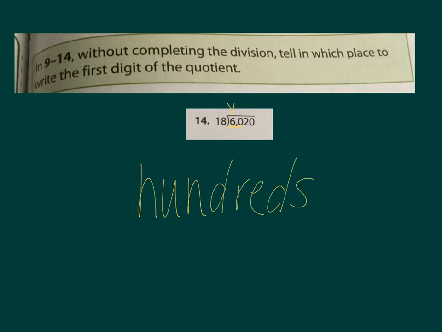Continuing on. Without completing the division, tell in which place to write the first digit of the quotient. Once again, pretty simple. You know 18 will not go into 6, but it will go into 60. So the first place that you're going to write the first digit is in the hundreds place, which is where you will find the first 0.